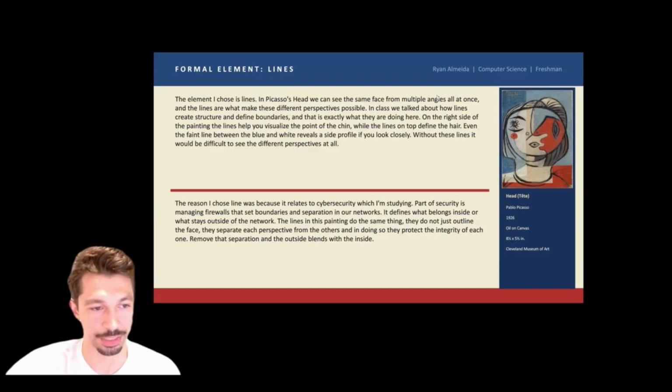On the right side of the painting, the lines help you visualize the point of the chin, while the lines at the top help define the hair. Even the faint line between the blue and the white reveals a side profile if you look closely. Without these lines, it would be difficult to see the different perspectives at all.